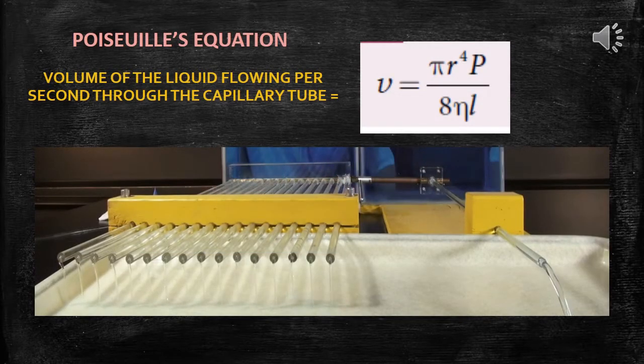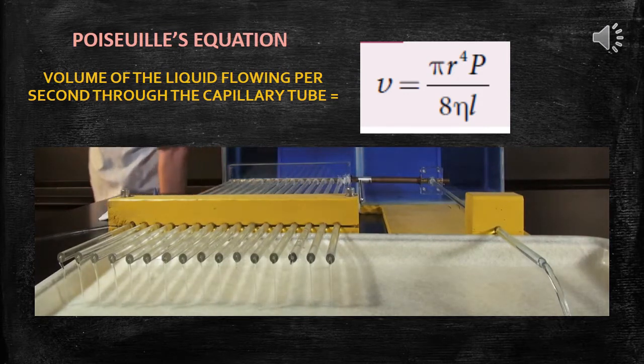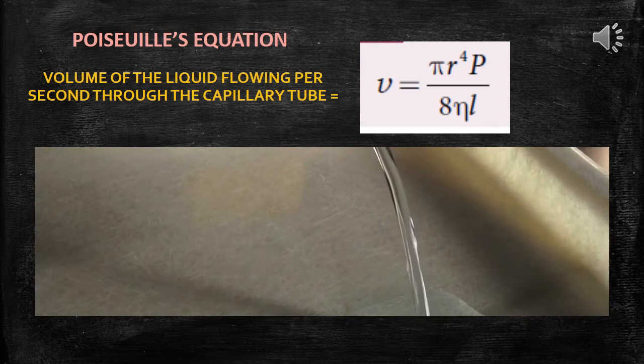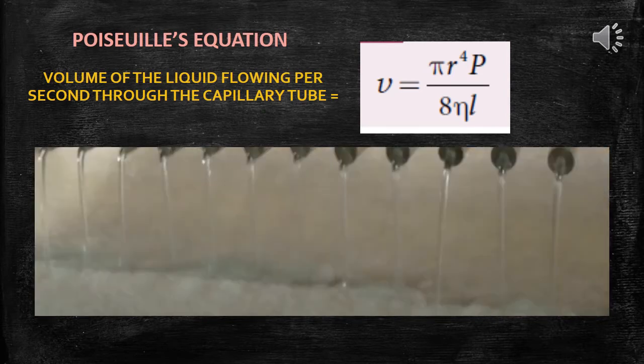Now we are going to derive the expression called Poiseuille's equation. Poiseuille analyzed the steady flow of liquid through a capillary tube. He derived an expression for the volume of the liquid flowing per second through the capillary tube. Its expression is V equal to pi r to the power of 4 P divided by 8 eta.